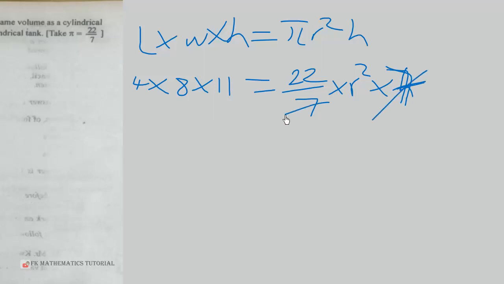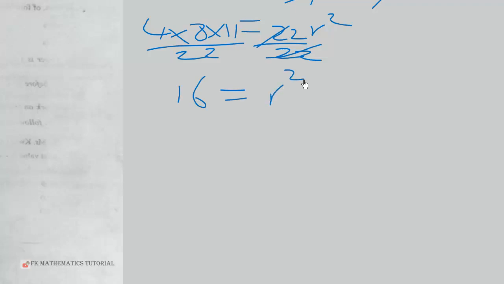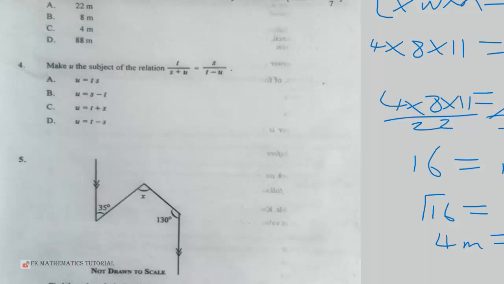So the height 7 will cancel this. So we have 22 r squared is equal to 4 times 8 times 11. So dividing through by 22, that will give us 16 is equal to r squared. So taking the square root of both sides, you get r to be equal to 4 meters. So the base radius of the cylindrical tank is 4 meters.